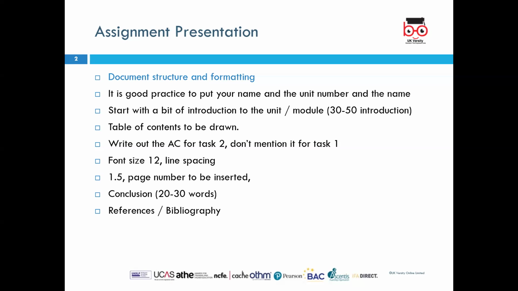Here we have a couple of tips, such as it is good practice to put your name and the unit name. Start with a bit of introduction of the unit. Also have a table of contents, which shows all the topics for each page. Write each activity, each AC, for each task. And also don't mention it for task 1.